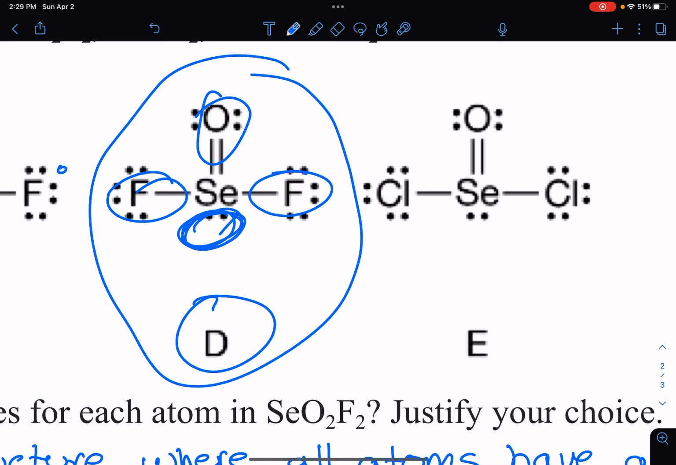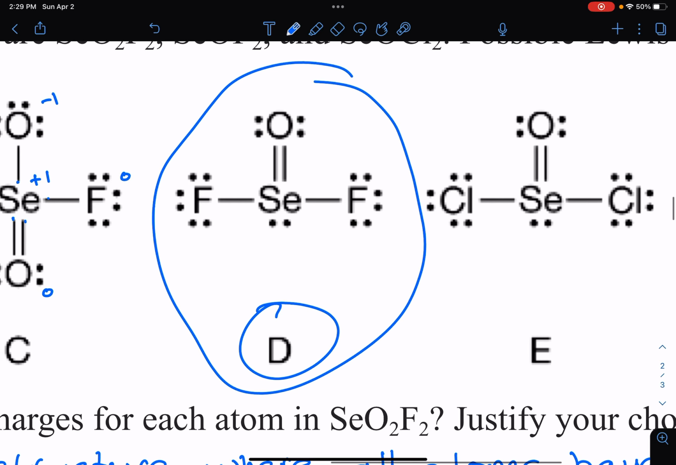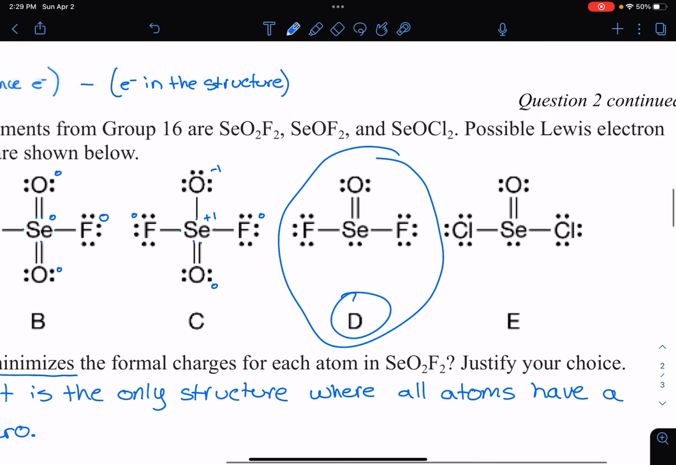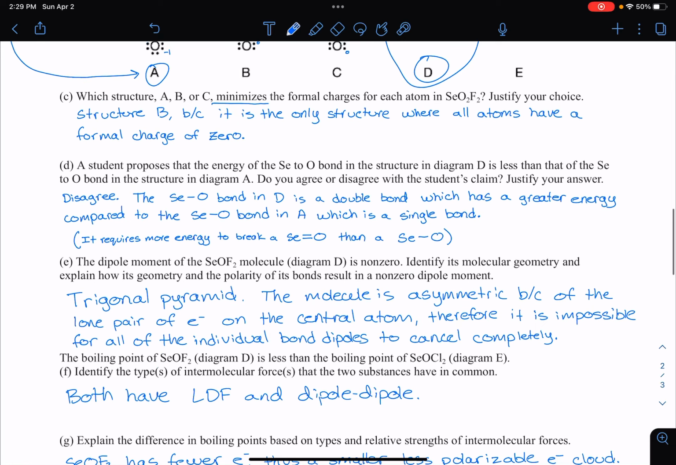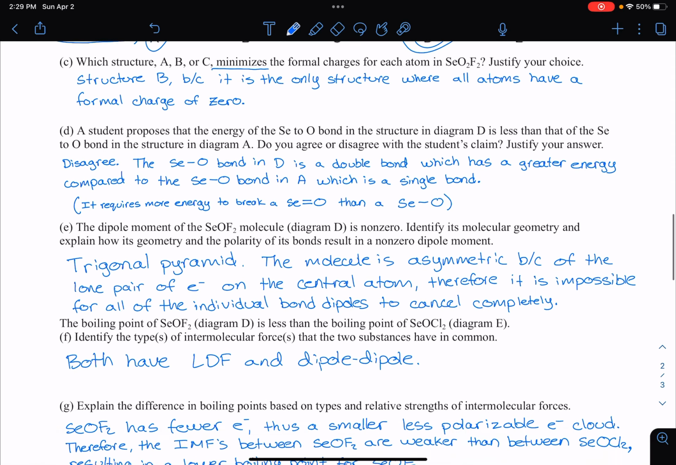And in order to be symmetrical, every single domain around the central atom needs to be identical. Even if all 3 of these attached atoms were the same atom with the same type of bond, the lone pair right there makes it so that all 4 of the domains around the central atom are not identical. Therefore, this is a polar molecule because it's asymmetric. And that's why the bond dipoles don't cancel completely.